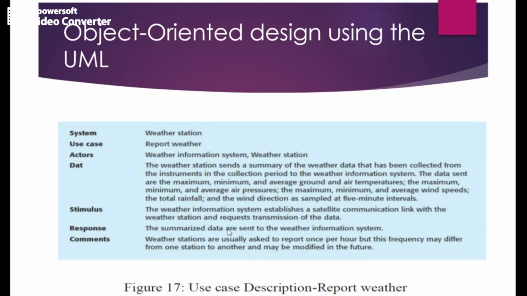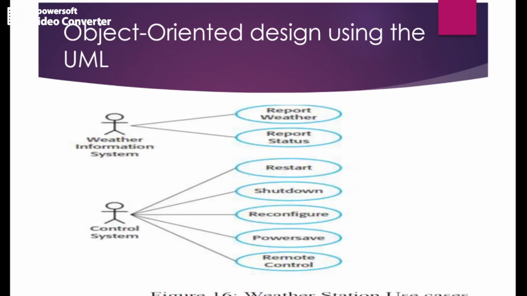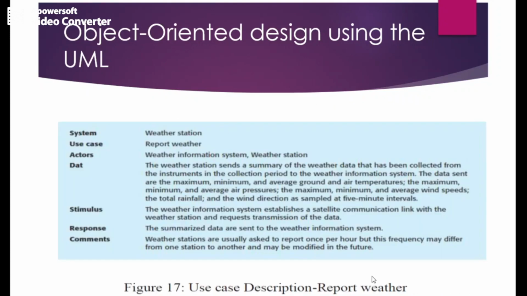The summarized data will be sent to the weather information system. The summarized data is actually collected by this weather station from various instruments. Now the weather information system will send a request for transmission of the data through this satellite communication link. Now what is the response? The weather station will send that data, a summary of the data. Can you see? Yeah. Now it is sent to the weather information system.